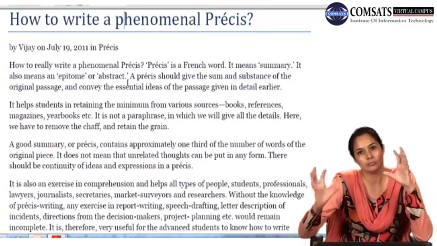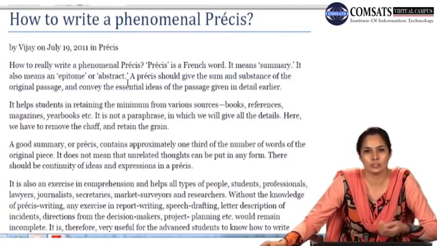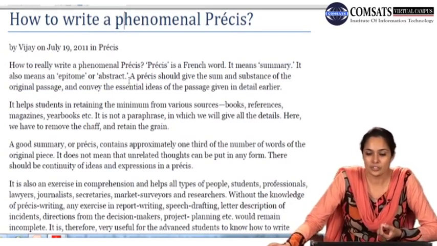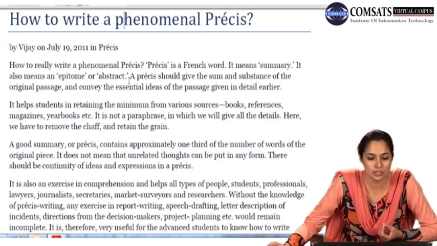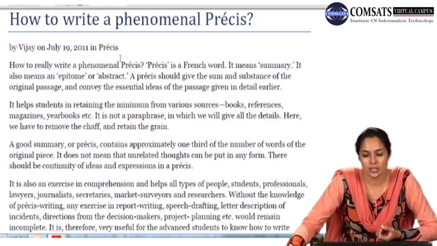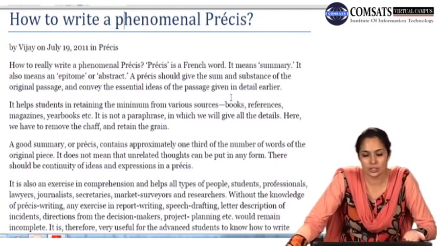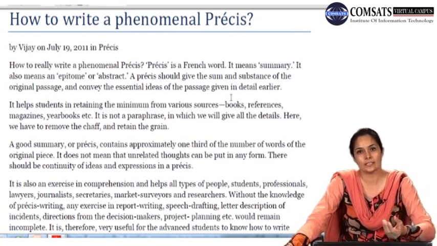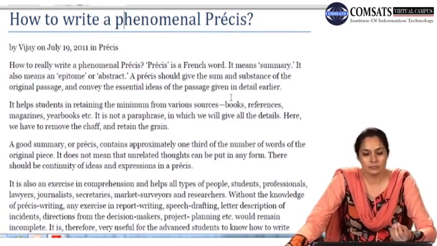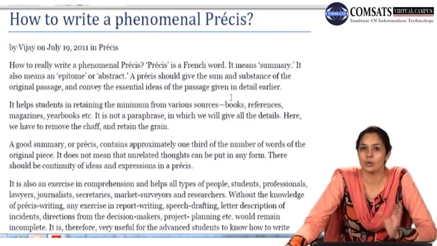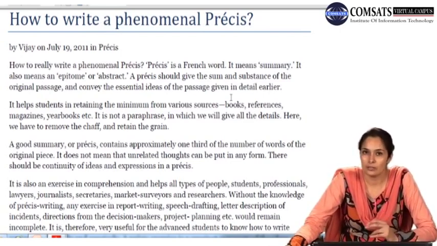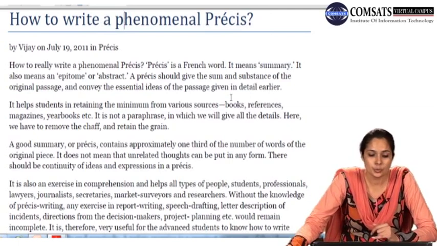An abstract is condensing some very longer piece of information into a smaller one. A Prezi should give the sum and substance of the original passage and convey the essential ideas of the passage given in detail earlier. We talked about it just now, that a Prezi is basically the sum and substance of the original passage, and it conveys essential ideas, not all the details from the original passage. It helps students in retaining the minimum from various sources, books, references, magazines, yearbooks.